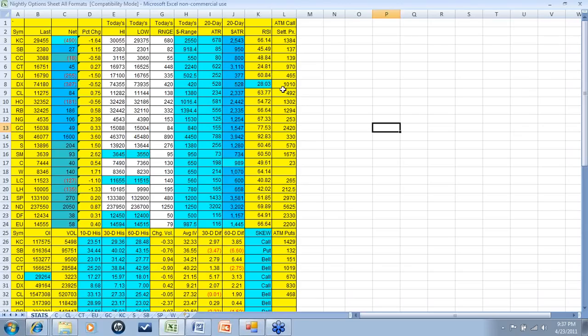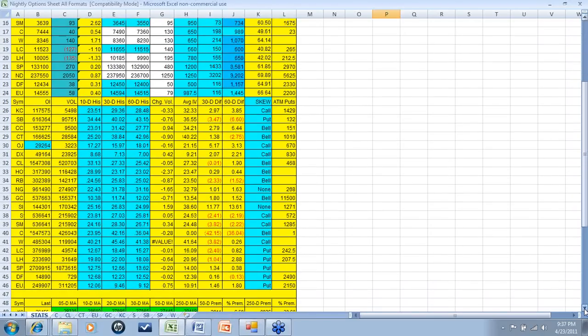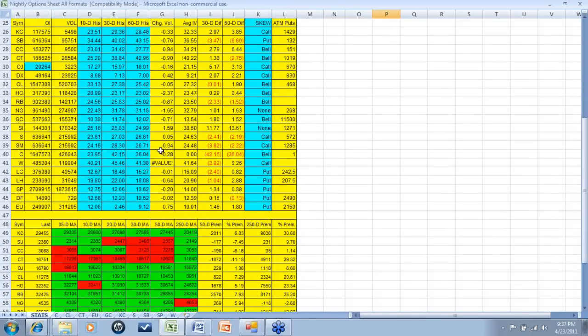Next to that, we have the settlement price of the at-the-money options in the various commodities, and that's always useful information as well. If we scroll up a little bit, we can see the next set of data, which includes open interest, volume, 10, 30, and 60-day historical volatility, the change in volatility, the average implied volatility, and the 30 and 60-day differences between the average implied volatility and the 30 or 60-day historical volatility.